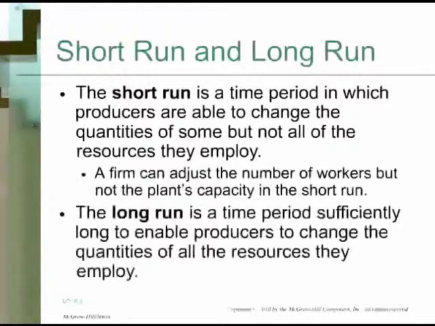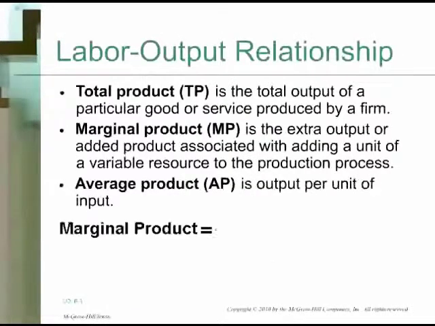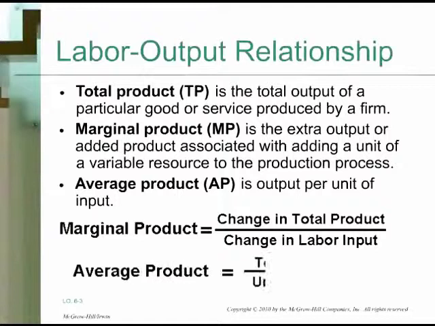Firms make decisions differently in the short run and in the long run. The short run is a time period in which producers are able to change the quantities of some, but not all of the resources they employ. A firm can adjust the number of workers, but not the plant's capacity in the short run. The long run is a time period sufficiently long to enable producers to change the quantities of all the resources they employ. The most important resource is labor.